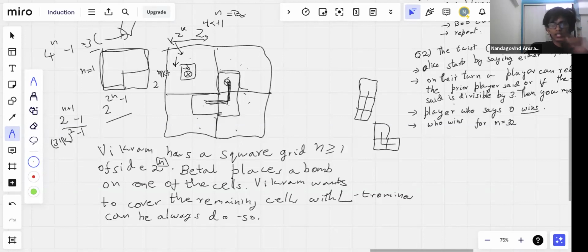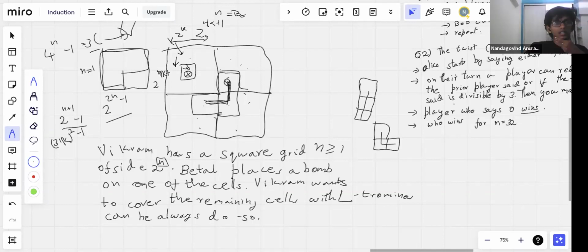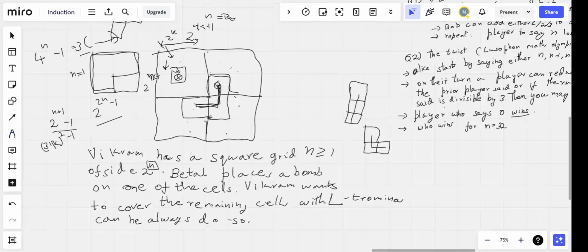Aritra, is this clear? I am now thinking about this. Okay, yeah, you can take your time. It's not an easy problem. It's a nice problem. I personally think it gives a good intuition about how induction works.